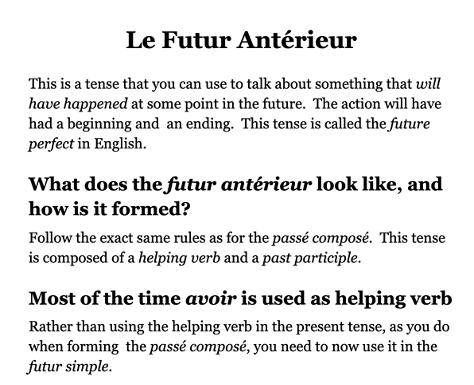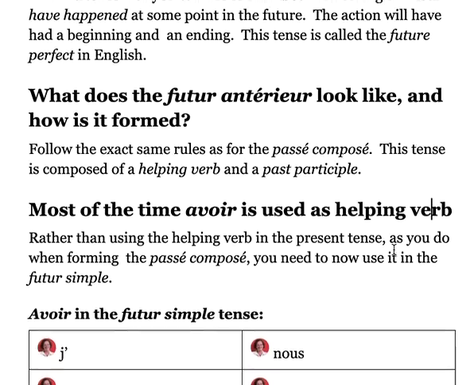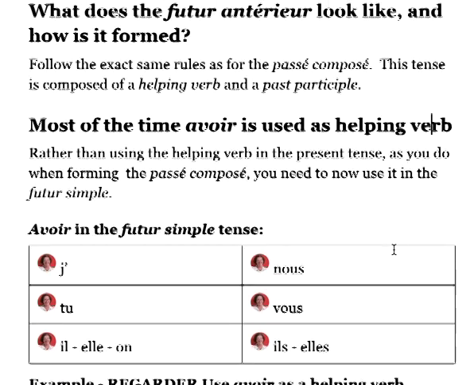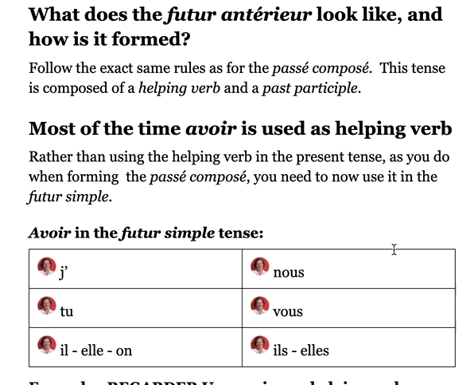Okay, so here, let's talk about what it looks like and how it's formed first. So I told you were going to need to know the futur simple, and here's the reason why. So I want you to write this down on your cours as I'm writing it down. You're going to use avoir. When avoir is your helping verb in the passé composé, it's also going to be your helping verb in the futur antérieur. Okay, because futur antérieur, just like passé composé, requires a helping verb and a past participle. Follow all of the passé composé rules, right? The only thing that's going to change is we will put avoir in the futur simple tense.